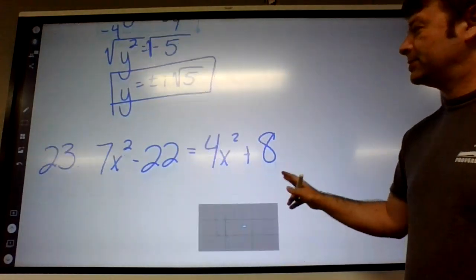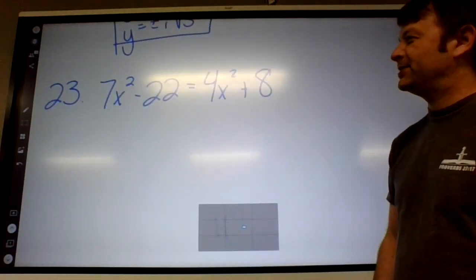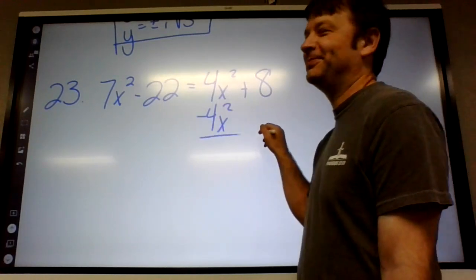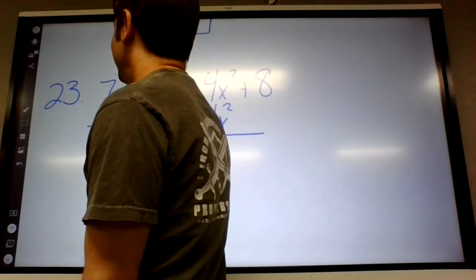Okay, now what? We got x squareds on both sides. So you want to subtract 4 and then add the 7. 22.